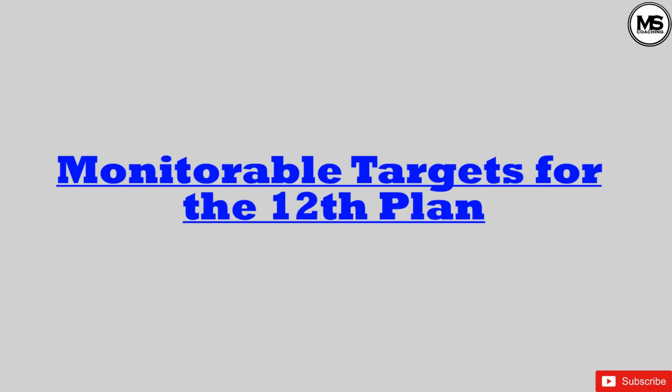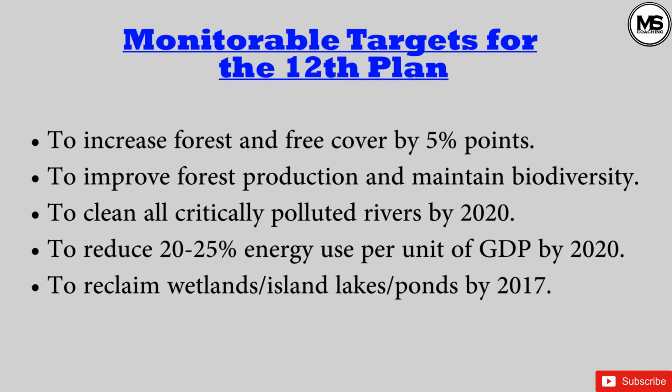Monitorable targets for the 12th Plan. To increase forest and tree cover by 5 percentage points. To improve forest production and maintain biodiversity. To clean all critically polluted rivers by 2020. To reduce energy use per unit of GDP by 20 to 25% by 2020. To reclaim wetlands, islands, lakes, and ponds by 2017.